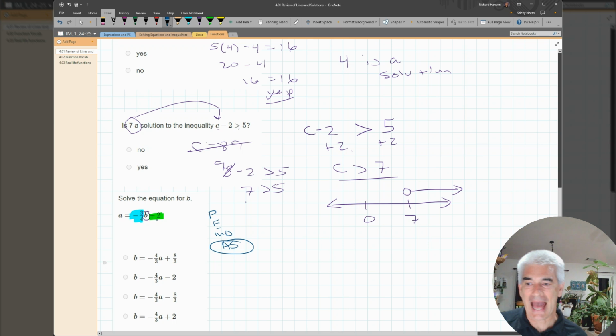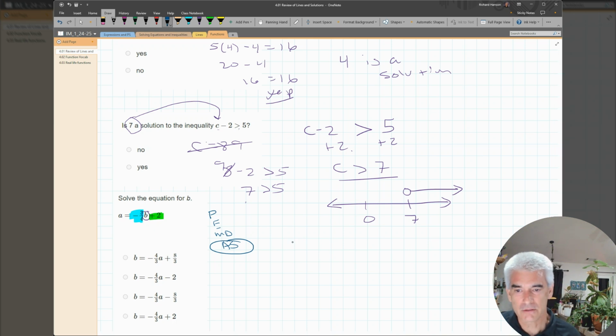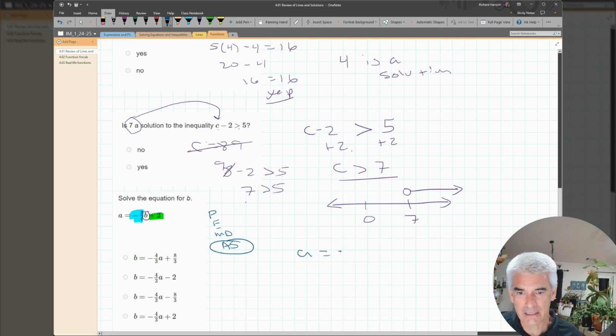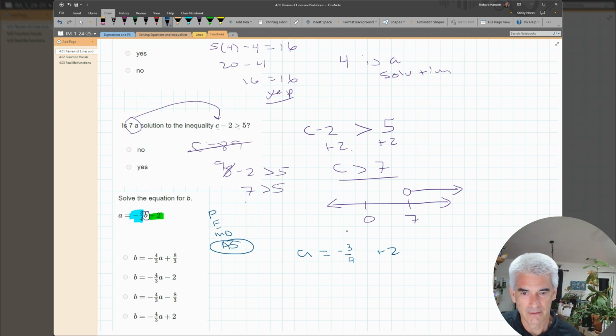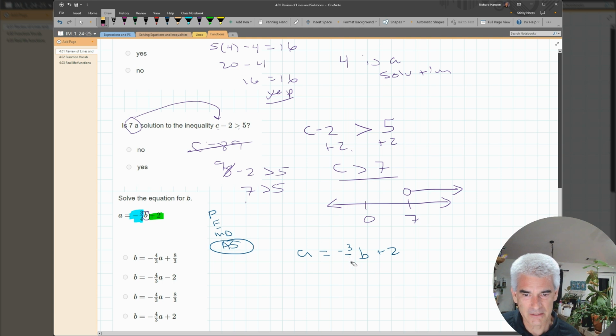Yeah, this 2. This 2 is adding, so I'm going to subtract it from both sides. So I'm going to rewrite the equation over here. A equals negative 3/4 B plus 2. And I'm trying to isolate my B. Okay, so this 2 is adding, so I'm going to undo that. I'm going to minus 2 from both sides. What is A minus 2? Well, it's just A minus 2. I can't go any further than that. That's as simplified as it gets. A minus 2 equals negative 3/4 times B.